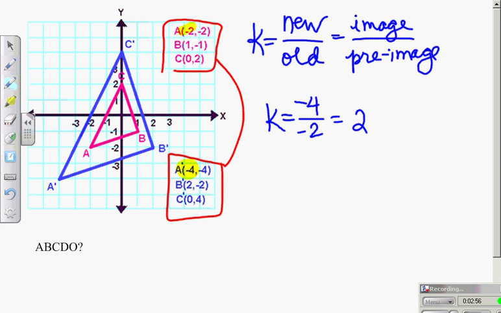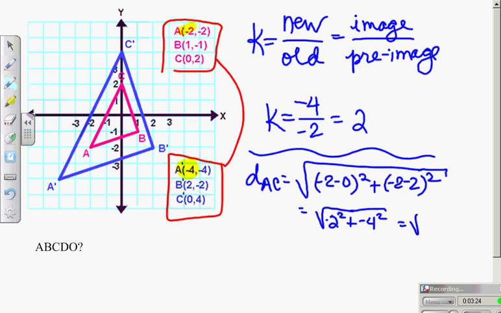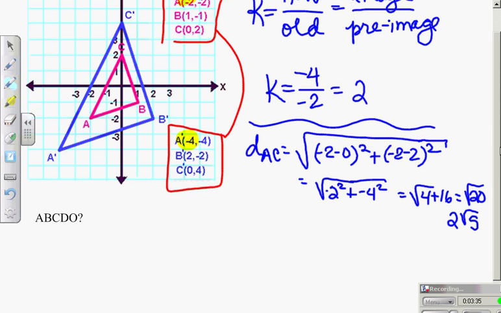Now, if we were to look at the length of AC, we could use the distance formula. So the distance of A to C is the square root of (-2 minus 0) squared plus (-2 minus 2) squared. So we have the square root of (-2) squared plus (-4) squared. Careful with your negatives. So the square root of 4 plus 16, which is the square root of 20. Use your simplifying, 2 radical 5.